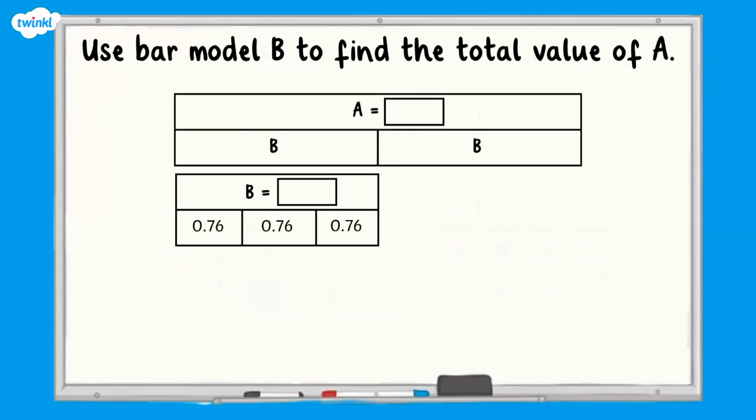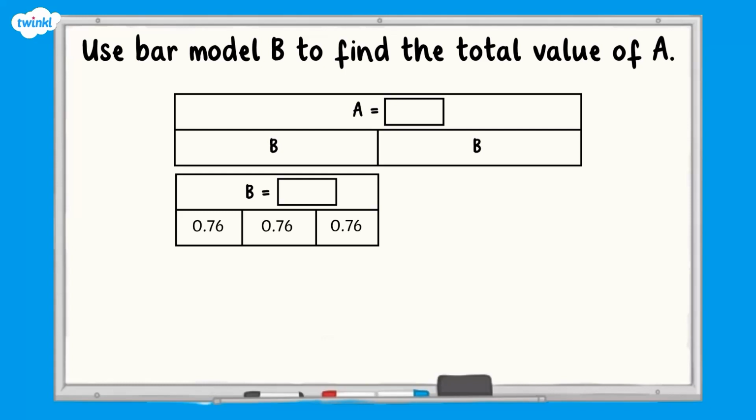Time for a challenge question. Use bar model B to find the total value of bar model A. Pause now to solve the problem. Let's have a look at how you worked it out.